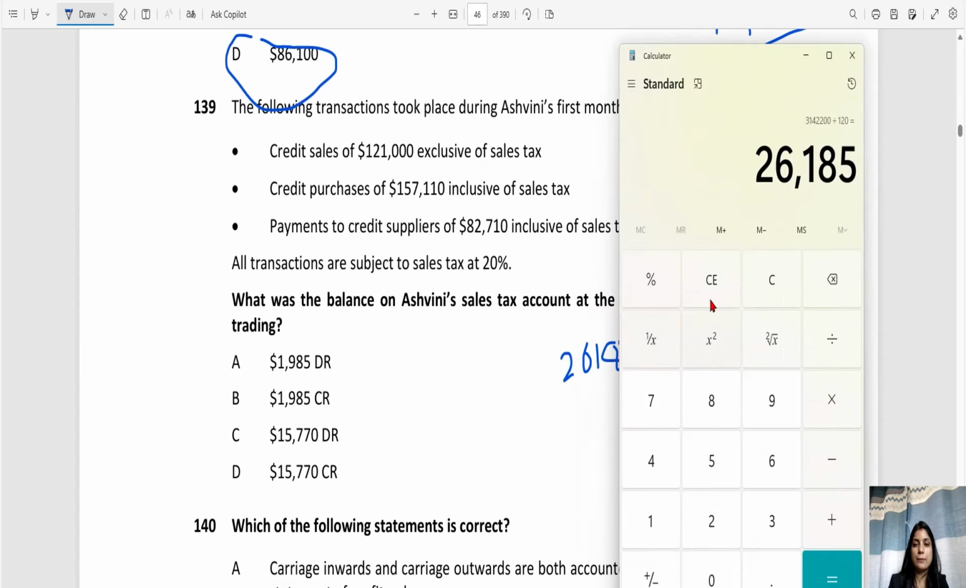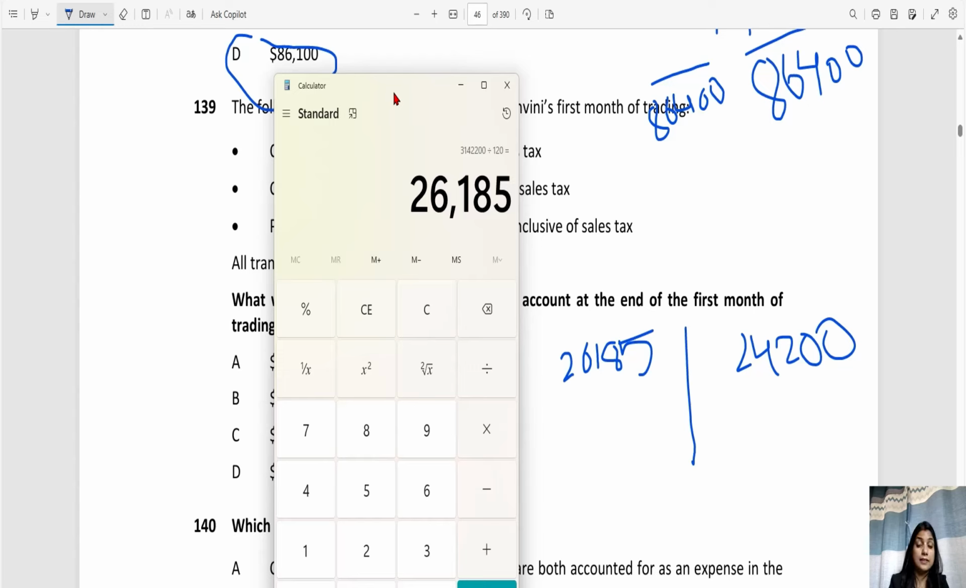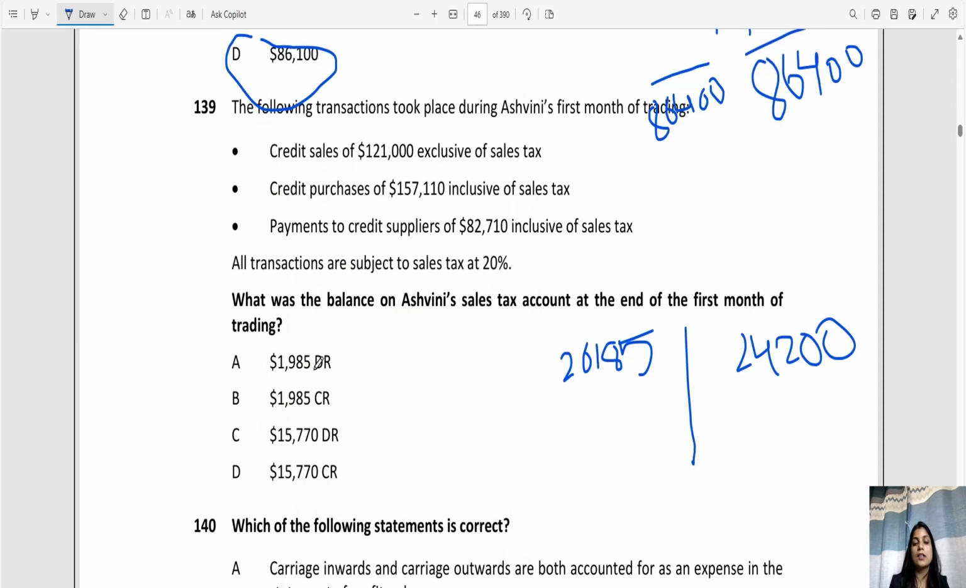So if we look at the debit and credit balance, the debit side is more than the credit side, right? It means the sales tax we paid on the purchases is more than what we collected from the customer. So in that case it will be receivable. The difference is how much we will receive from HMRC. HMRC will provide 1985. Now for 1985, there are two options: debit or credit. We are going to receive it, so receivable means asset. Asset being debit, that's why we will debit.